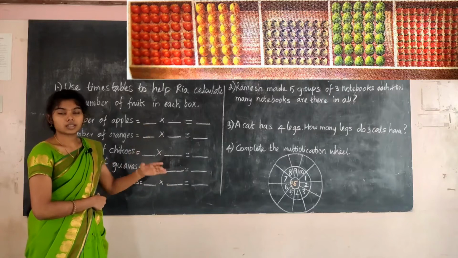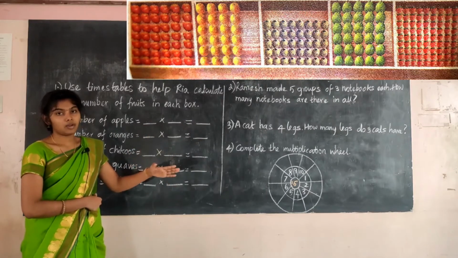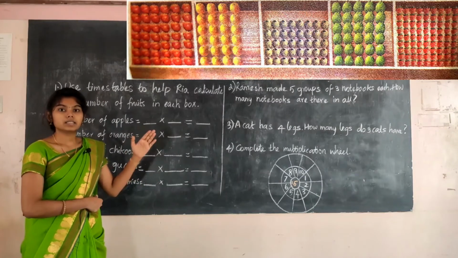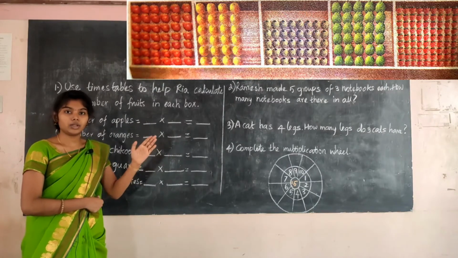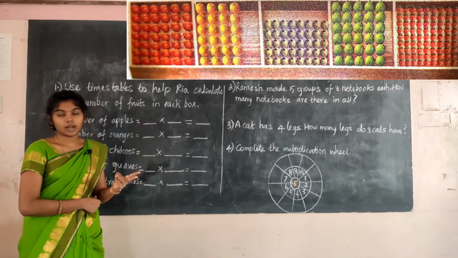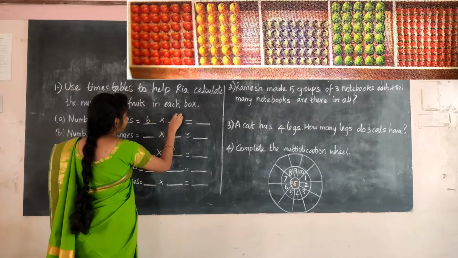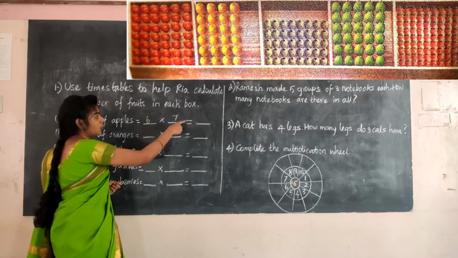So see the rows and columns. 6 and 7. How will you write it in the multiplication sentence? You will write it as 6 into 7 or 7 into 6. Both ways you can write. So I am writing 6 into 7. So 6 7s are 42.